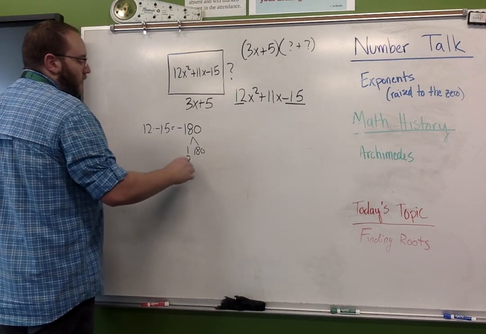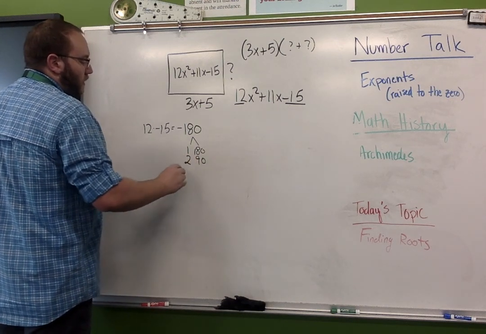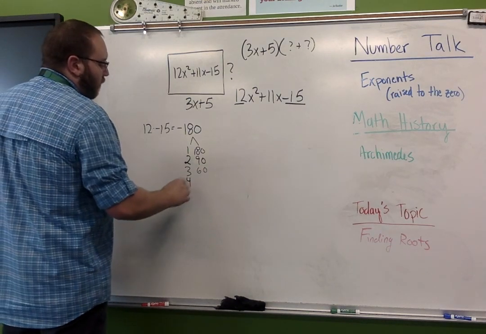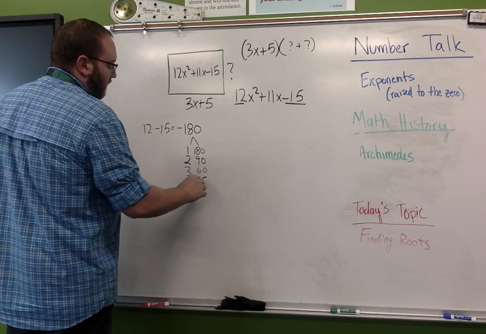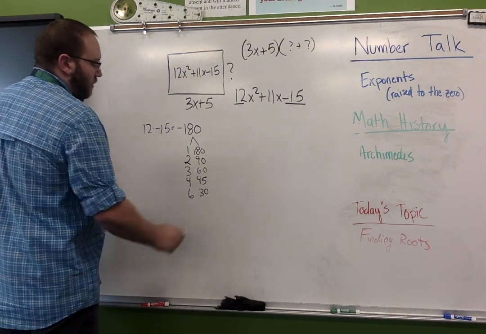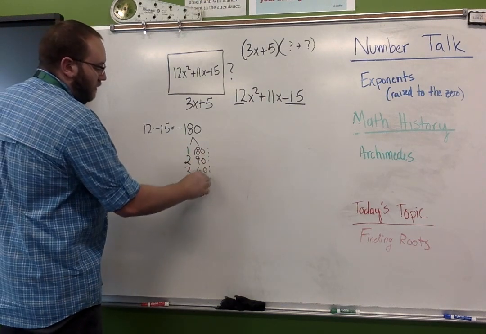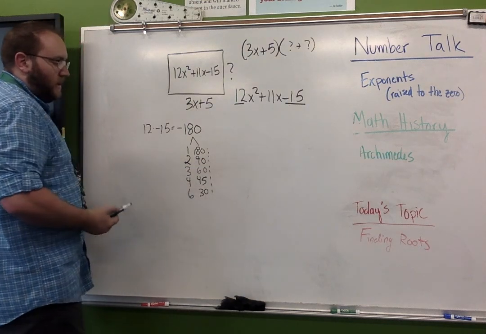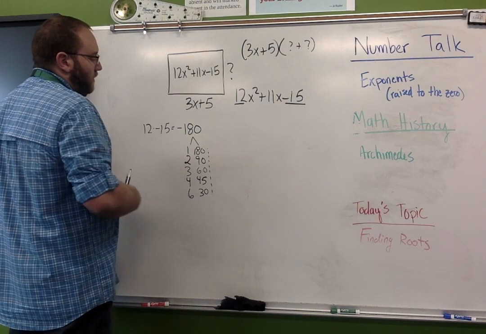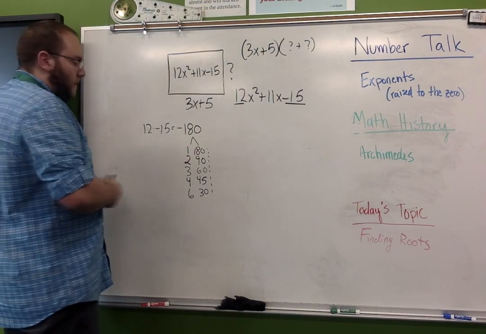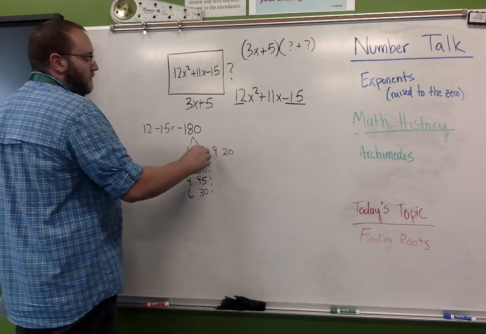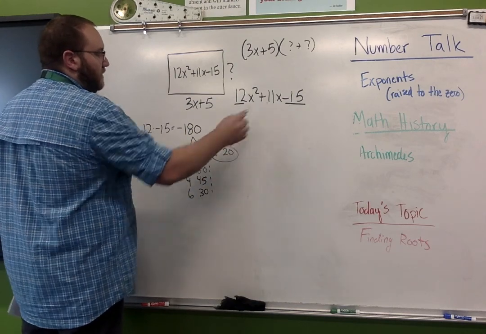1 and 180, no. 2 and 90, no. 3 and 60, no. 4 and 45, no. 6 and 30, no. I'm going to write over here. 7, it's not divisible by 7. 8, let's see, that's 16 to, not divisible. 9 and 20. Oh, hey, 9 and 20. So if this is minus 9 and positive 20, then that adds to 11.